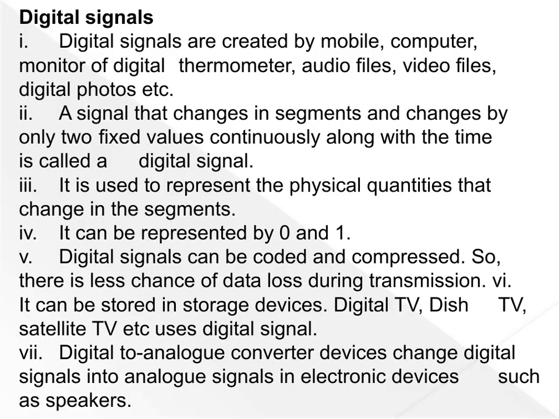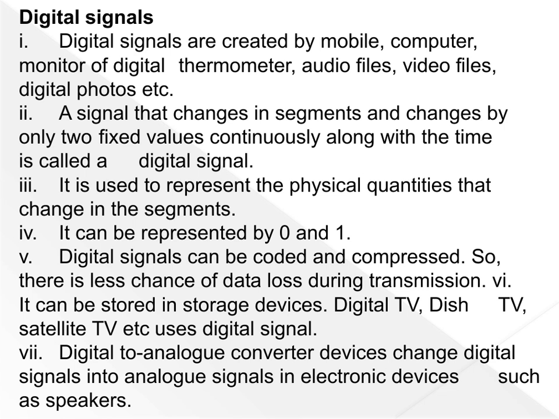Now, let's talk about digital signals. These are created by devices like mobile phones, computers, and even digital thermometers, along with audio and video files and digital photos. Essentially, any device that processes digital data generates digital signals. A key characteristic of digital signals is that they change in segments, and these changes are only between two fixed values, usually represented as 0 and 1. These two states are the foundation of digital communication and make the signals easy to interpret and process over time.